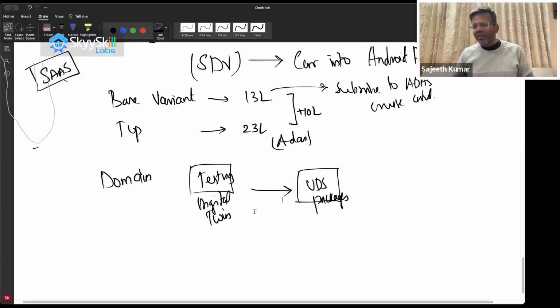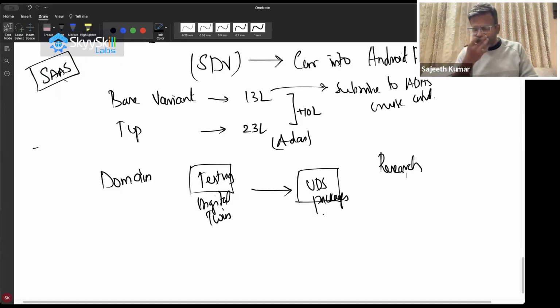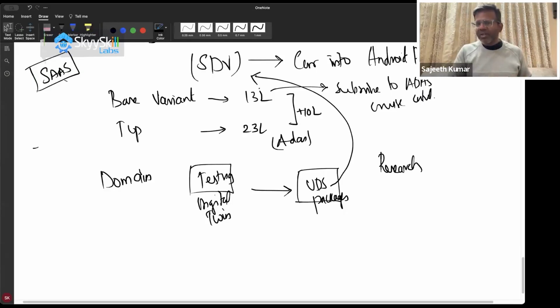Right? You can develop UDS packages. And what use is it going to be? Is it going to help you in any way? Of course, primarily research and papers, so this can definitely help in that. But if you are really good with it, now you can enter into the SDV platform, right? So please remember what SDV is.